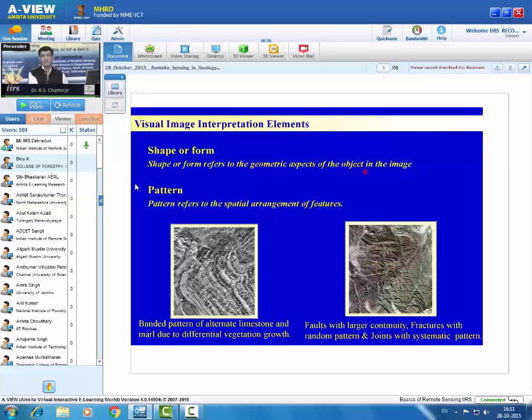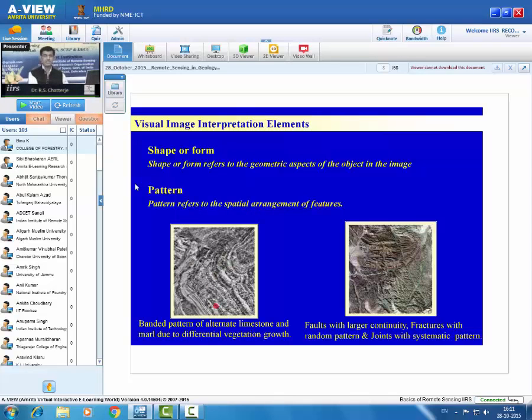Based on that, like in a river or a stream, you can very easily identify it from the image. Even a child can identify that because this meandering shape is very characteristic. So based on the shape, you can identify the features. Here, the example we have explained is the pattern. This pattern refers to the spatial arrangement of features.